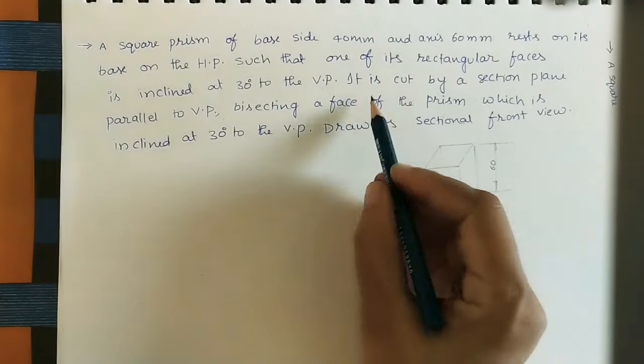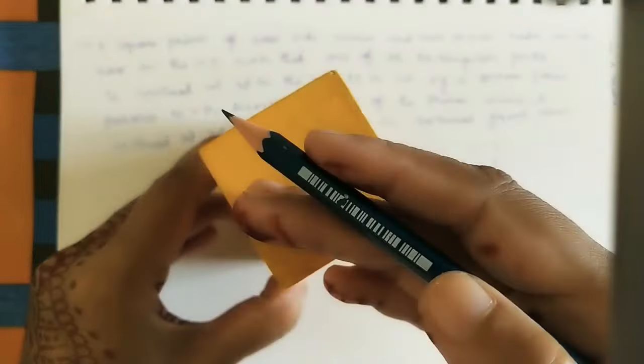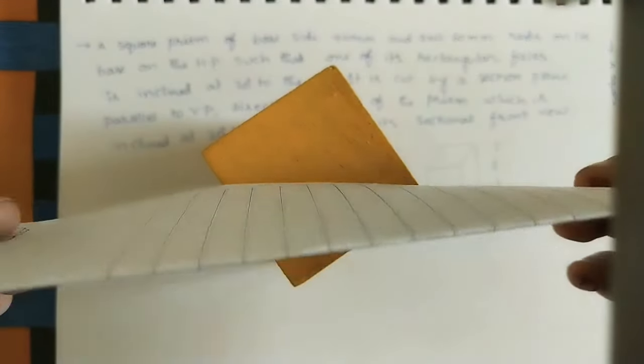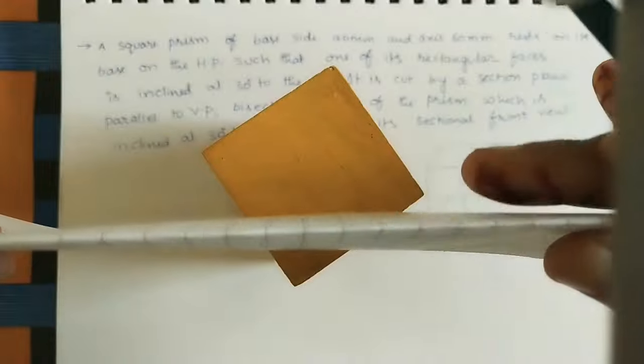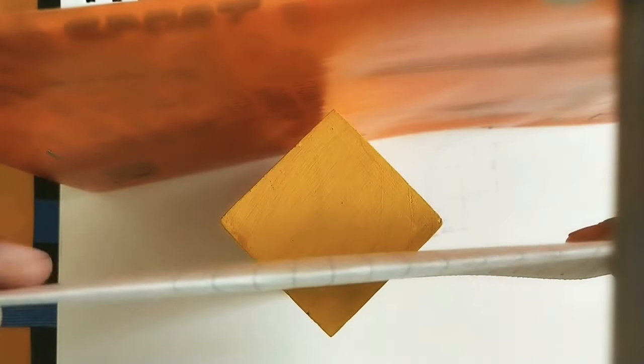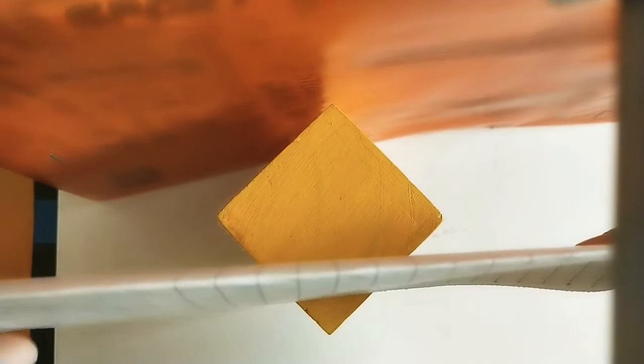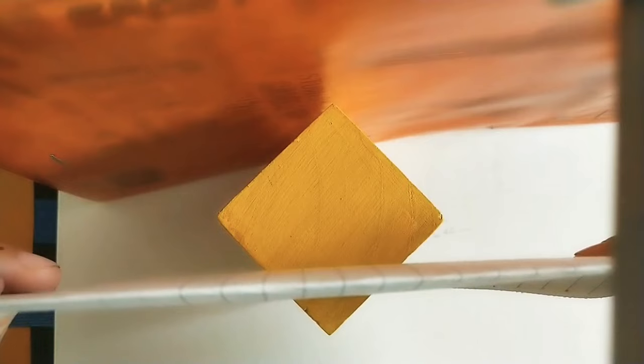It is cut by a section plane parallel to VP. We are cutting this solid with the help of one cutting plane like this. Now this plane is parallel to the vertical plane. Just now the cutting plane is parallel to the vertical plane like this. This gap is constant. If the gap is constant, we can tell this cutting plane is parallel to the vertical plane like this.